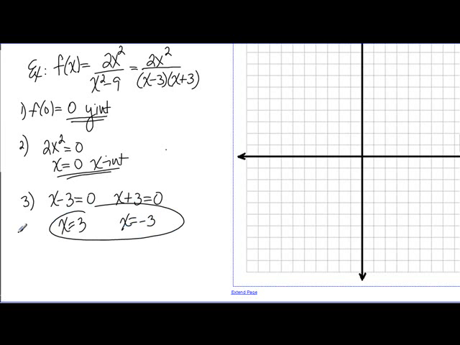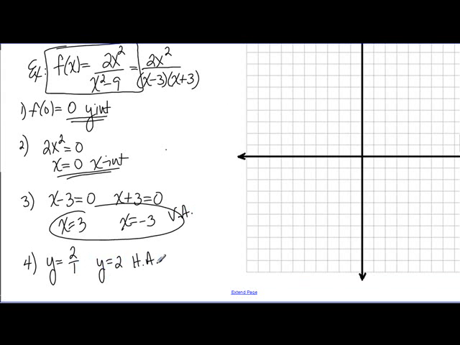And then horizontal asymptotes. Okay, looking back at the original form of the equation, the powers on the top and the bottom are the same. So y is equal to 2 over 1. Looking at lead coefficients, y equals 2. Okay, so those earlier ones are vertical asymptotes. That's our horizontal asymptote.